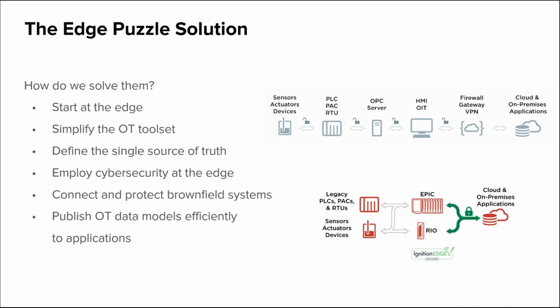So at the edge, we can simplify the OT toolset down to a single device, connect and protect the system and the brownfield devices connected to it using onboard cybersecurity technologies like accounts, certificates, firewalls, and even segmented networking. And then we use Ignition running at the edge to collect, process, and model all of that disparate device data into contextual user-defined data types, essentially creating the single source of truth.